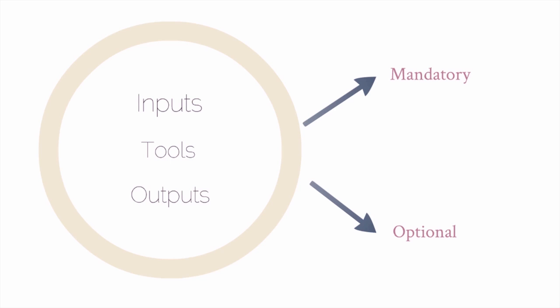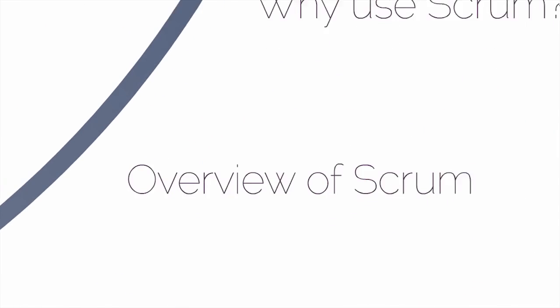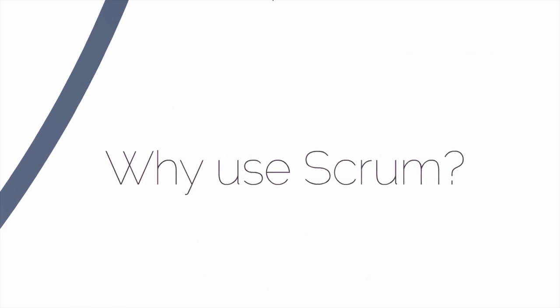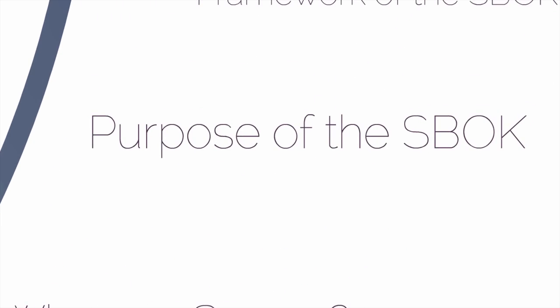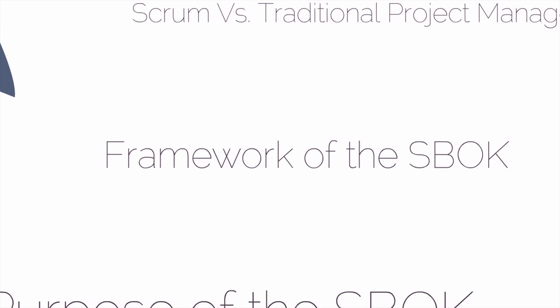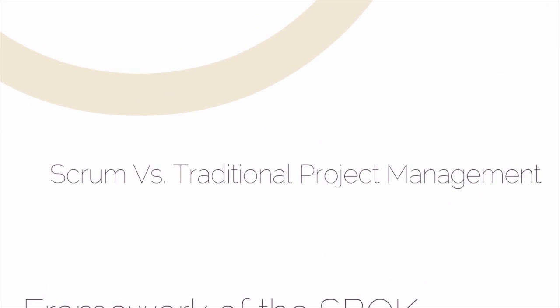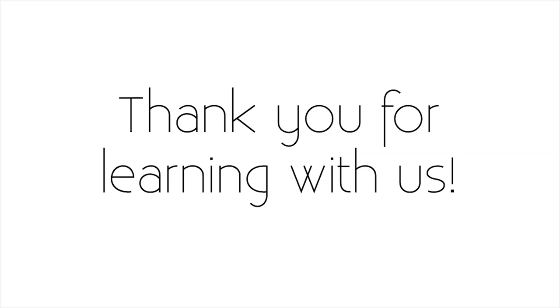The sections covered in this chapter are 1.1 Overview of Scrum, 1.2 Why use Scrum, 1.3 Purpose of A Guide to the SBOK, 1.4 Framework of A Guide to the SBOK, and 1.5 Scrum versus Traditional Project Management. And that wraps up the introduction to the Scrum Body of Knowledge.